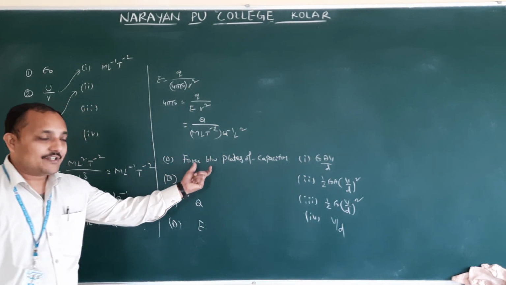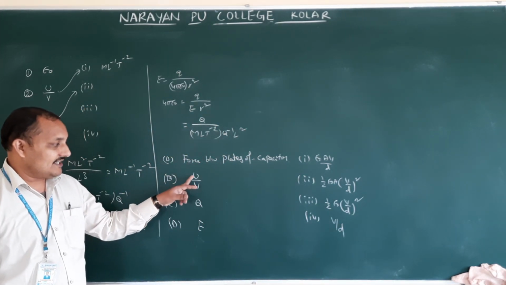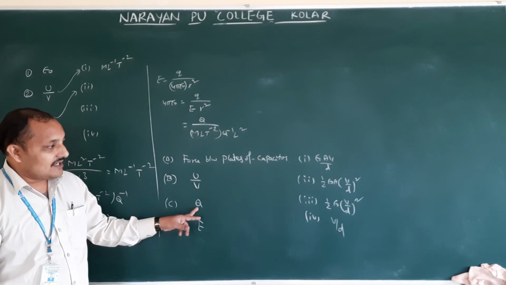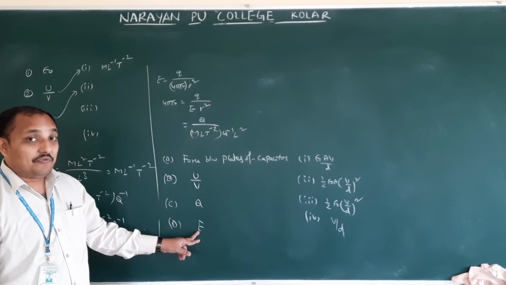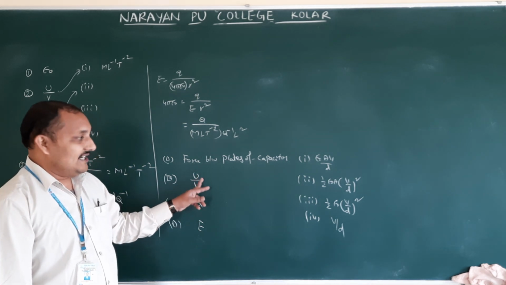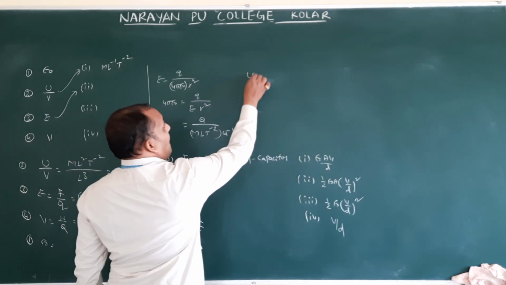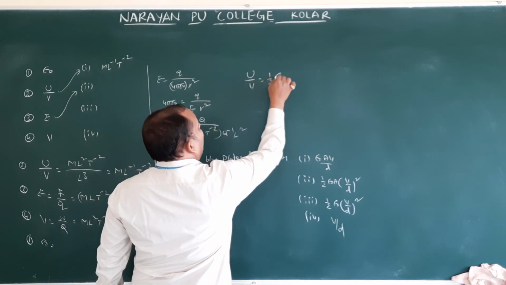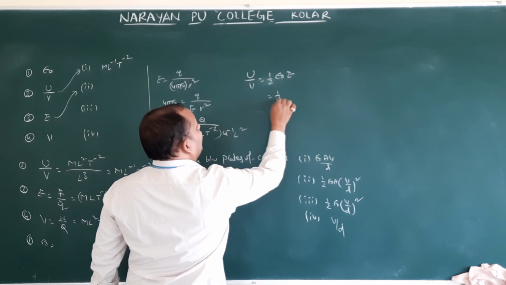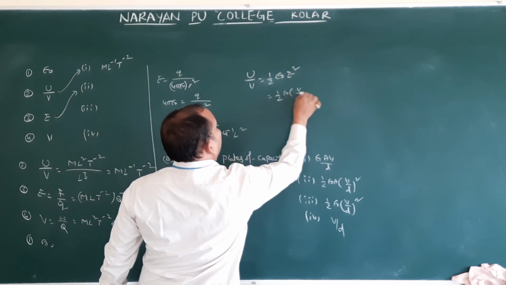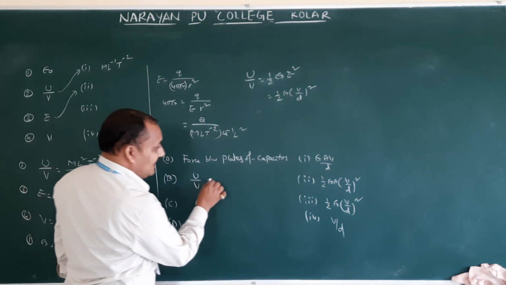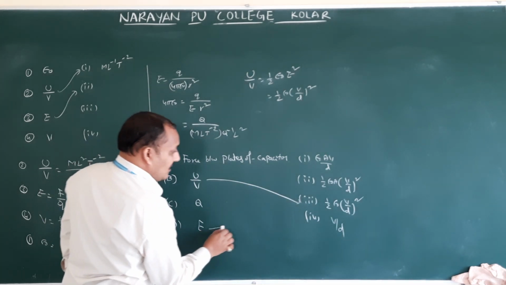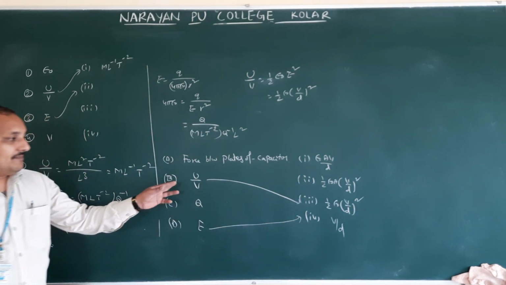So among all those, which one can you remember? You can remember energy density, energy per unit volume, or charge, or electric field. Electric field E is nothing but V by D. So energy density is half epsilon naught E square, where E means V by D whole square. Therefore, energy density B is matching with 3, and D is matching with 4. So B is matching with 3.